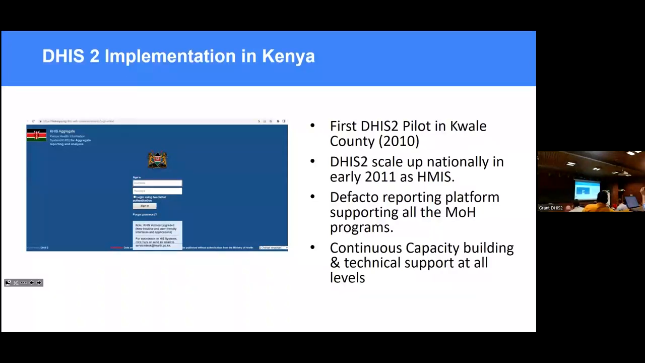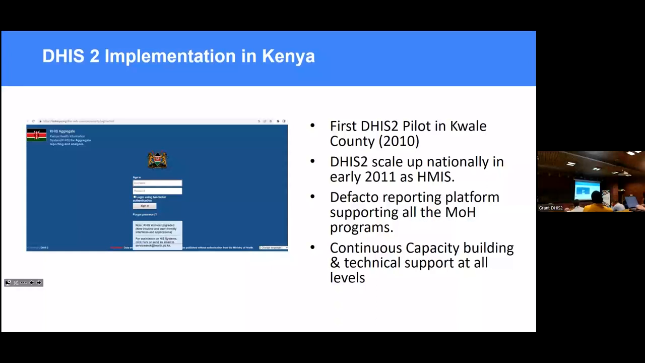So we had a pilot of DHIS2 in Kenya in one of our counties in 2010. The results from that pilot were very good, and that is why the country was able to scale up in 2011. We scaled up to have DHIS2 as our reporting system. It's being used by all programs in collecting their different data elements within the defined data sets, and the counties are able to report routine data that they collect at facility level.